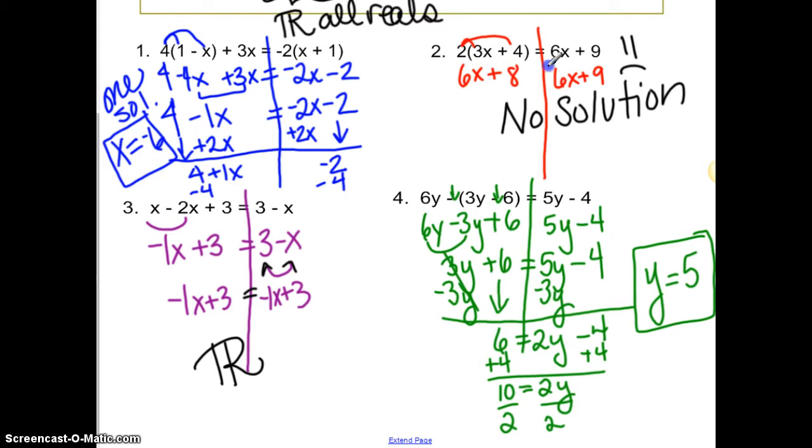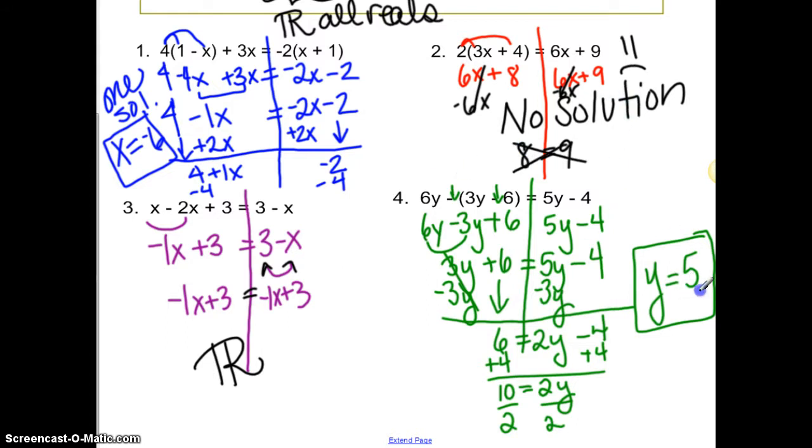This one, nothing that I do. If you hadn't noticed that it was no solution, I could have subtracted the 6x from both sides, but then I would have gotten 8 equals 9, and 8 does not equal 9. You can't do it, so it's still no solution.